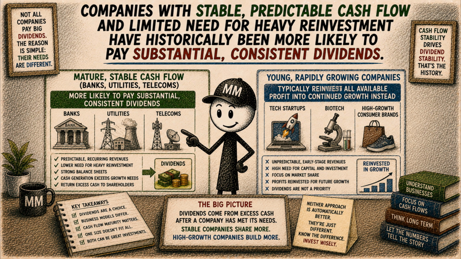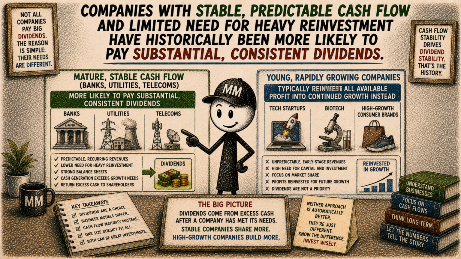Companies with stable, predictable cash flows and limited need for heavy reinvestment, banks, utilities, telecommunications, established consumer goods companies, have historically been more likely to pay substantial, consistent dividends than younger, rapidly growing companies that typically prioritize reinvesting all available profit into continued growth. Here is the vault from the opening.